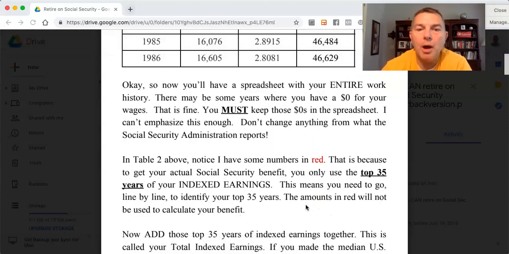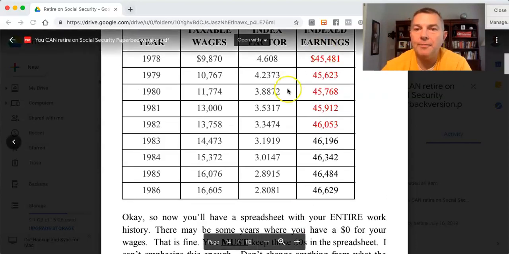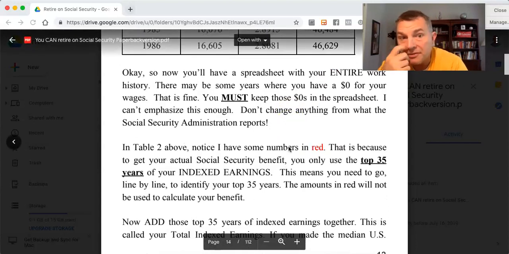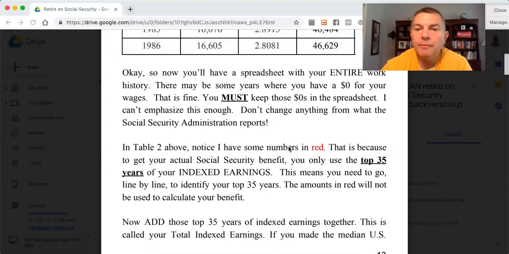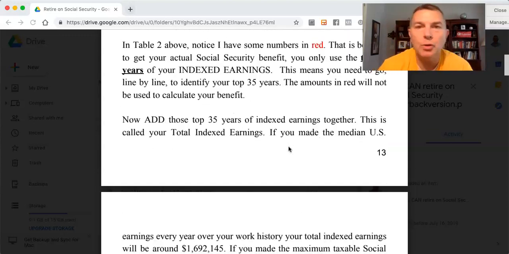In table 2 above, notice I have some numbers in red. That is because to get your actual Social Security benefit, you only use the top 35 years of your indexed earnings. That means you need to go line by line to identify your top 35 years. The amounts in red will not be used to calculate your benefit. If you're doing it on your own spreadsheet, you can change the numbers or the color coordination however you want. I'll show you as we go forward in this book about the numbers in red, and how we don't use those and use other numbers instead.